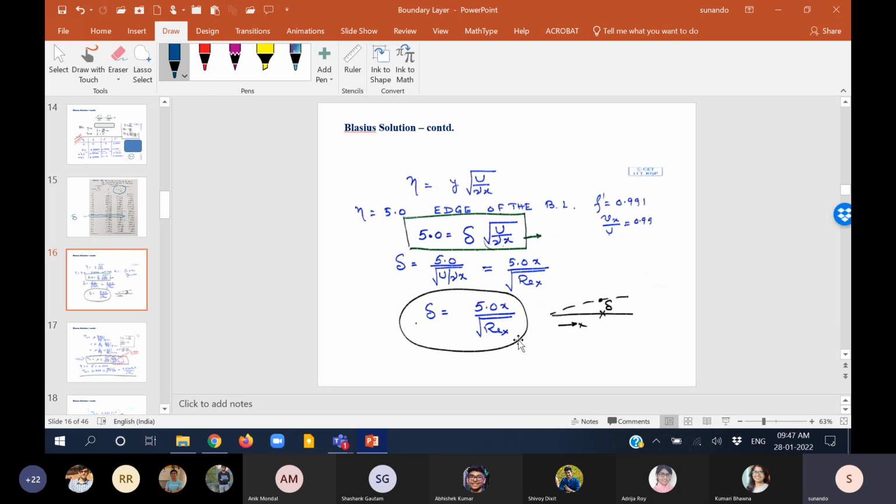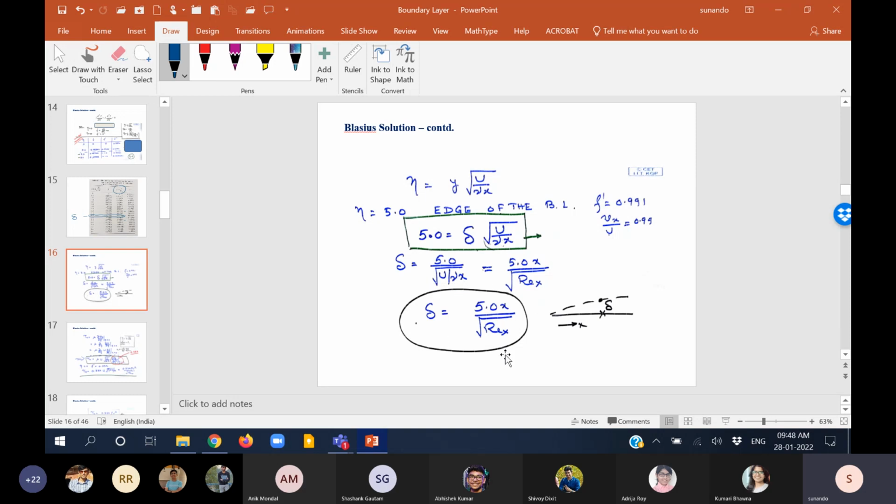And this Rex, of course, you know that it contains not only the actual location, it also contains the approach velocity, the capital U that you see, and the physical properties expressed by mu by rho, or the kinematic viscosity. So this relation shows you the growth of the boundary layer as a function of the approach velocity, the physical properties, and the actual location.